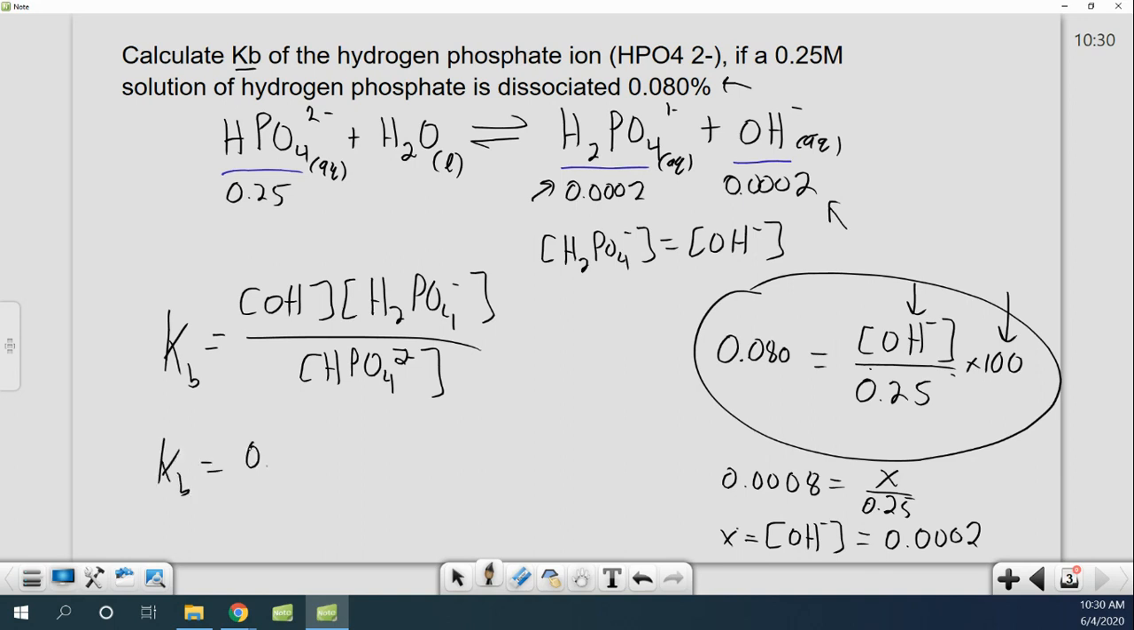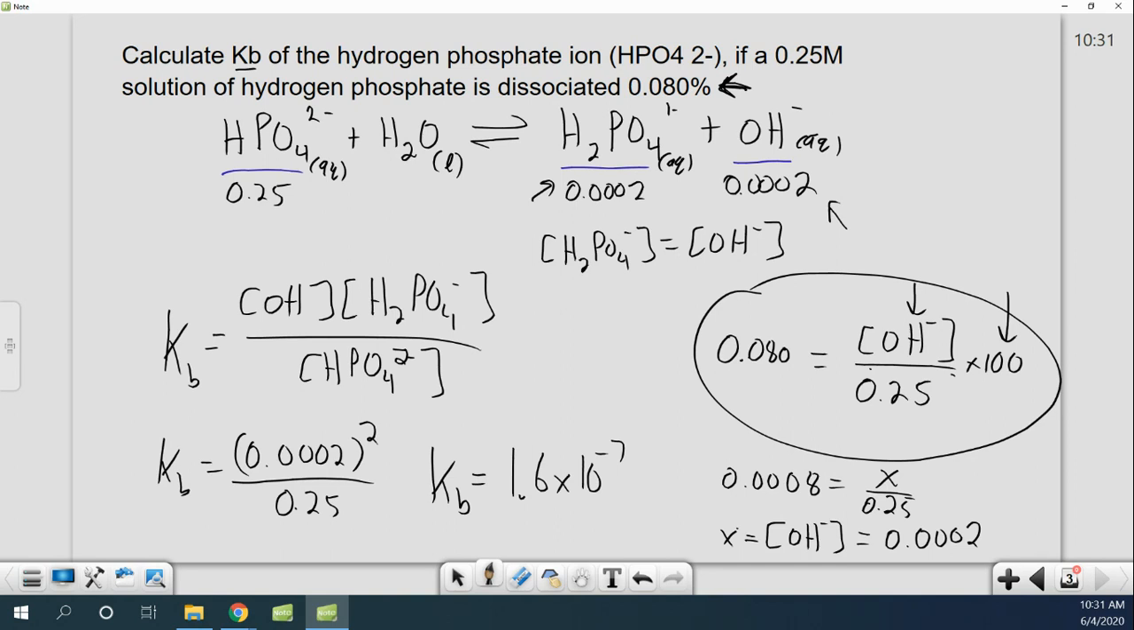And I can plug in what I know. Kb equals 0.0002 times 0.0002 divided by 0.25. 0.0002 squared divided by 0.25. Kb for this weak base. Now again, wait, it doesn't even say if it's a weak base. Oh, percent dissociation, really small. If very small, this should be a weak base. Weak base means Kb should be a small number. Once I actually do the math, 1.6 times 10 to the negative 7. Yep, that's a small number. Makes sense to me. Sounds pretty good.